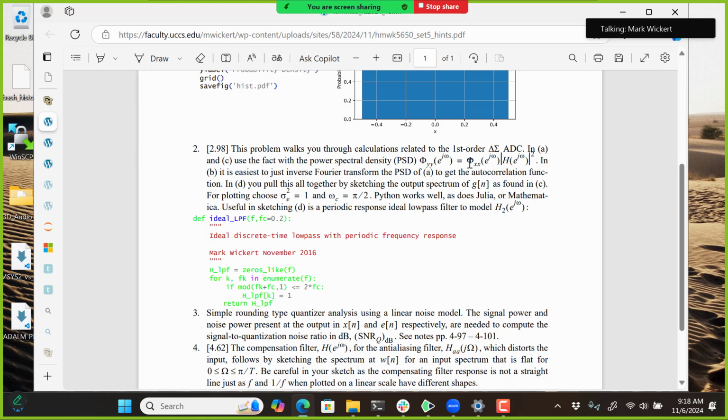We haven't defined the power spectral density yet, but we're going to be getting to that shortly for random processes. That's what this problem involves. It's actually tied in with a sigma delta converter modeling. So back over to where we are here.